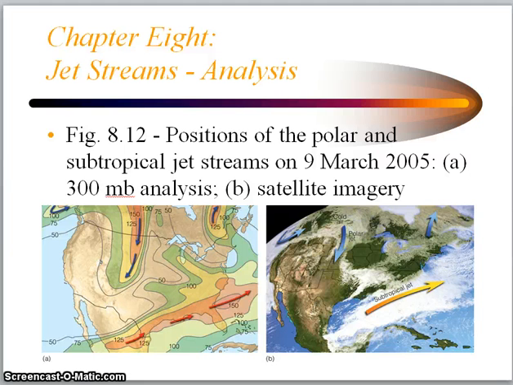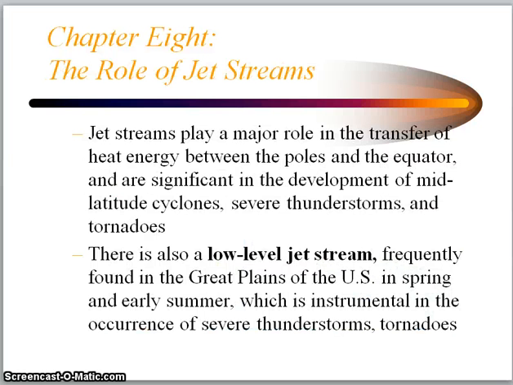The right-hand graphic, 8.12b, is the corresponding satellite image, which we can also use to analyze the positions and relative strengths of both the polar jet stream and the subtropical jet stream in this case. Jet streams are important because they play a major role in the transfer of heat energy between the poles and the equator, and they're also significant in the development of mid-latitude cyclones, which is a type of storm that we're going to take an entire chapter to study later on, severe thunderstorms, and tornadoes.